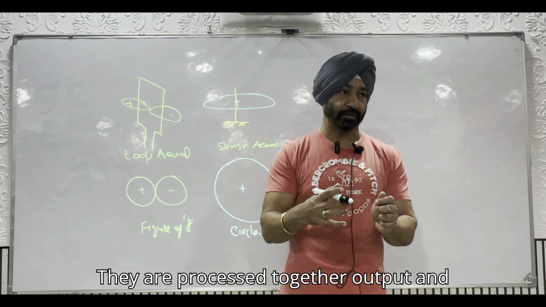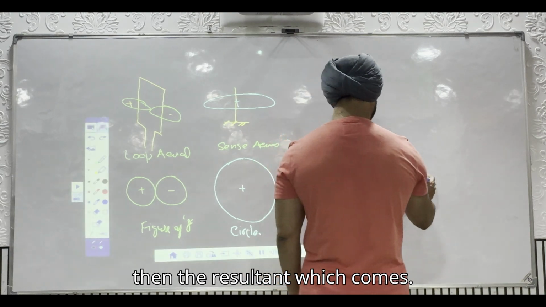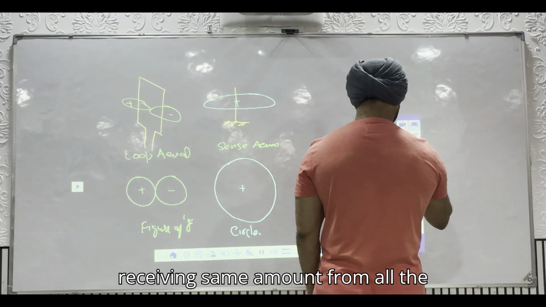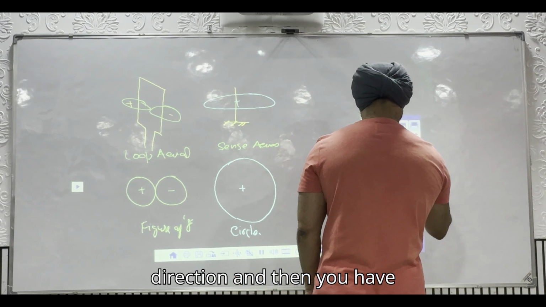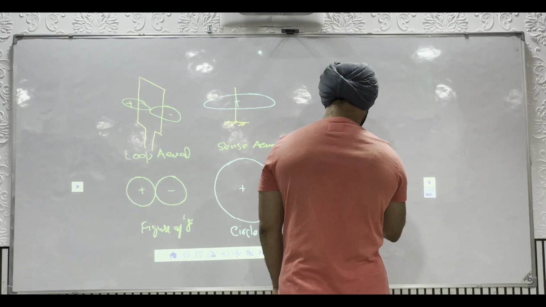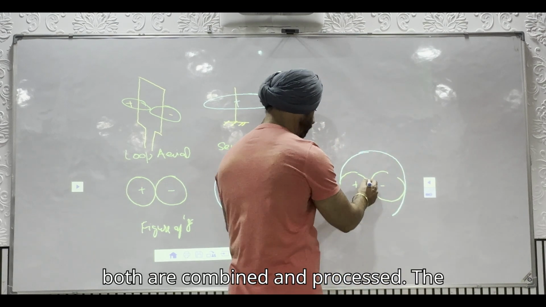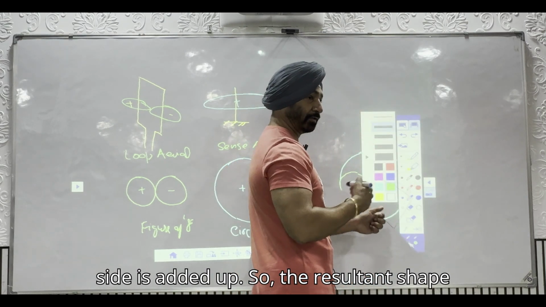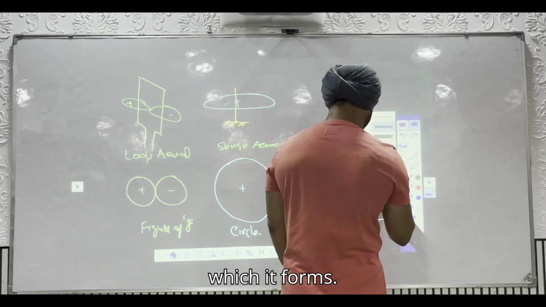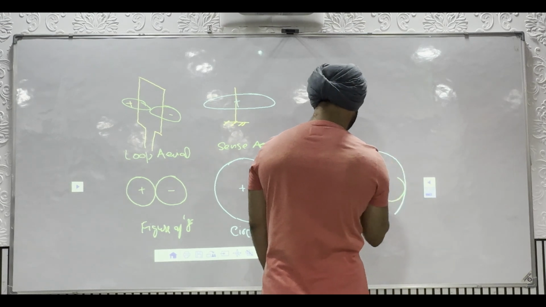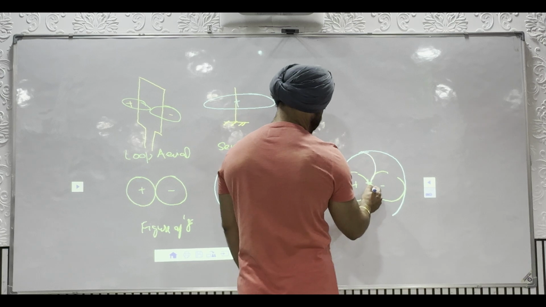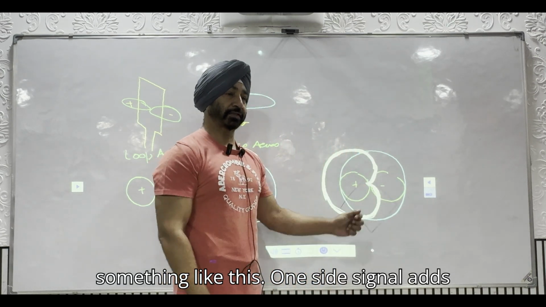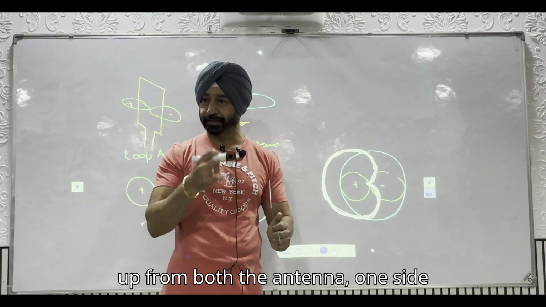They are processed together, output, and then the resultant comes. This is the loop aerial, which receives the same amount of signal from all directions, and then both are combined and processed. The resultant is that one side signal cancels, one side is added up. So the resultant shape which it forms is something like this. One side signal adds up from both the antennas, one side cancels.